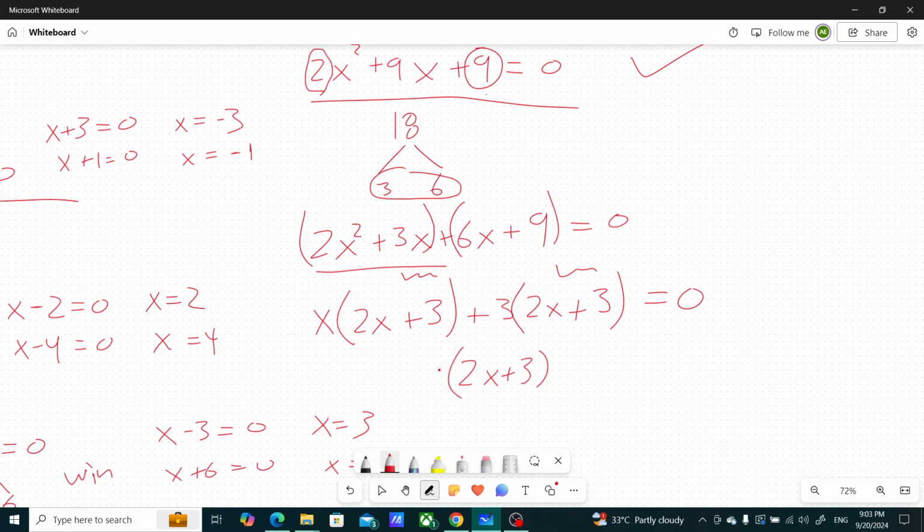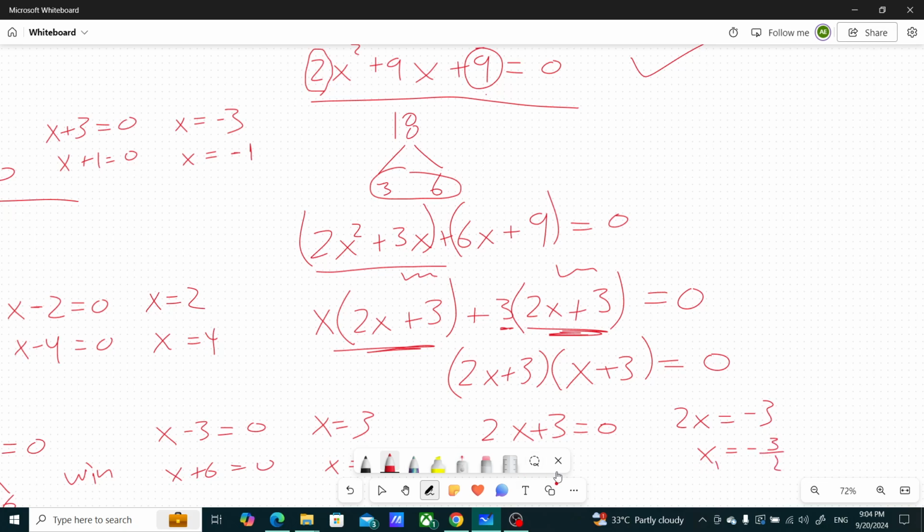From the first term, I will only be left with x, and from the second term, I will only be left with positive 3, equals 0. Now I can equate 2x plus 3 equals 0. I will move the 3 to the other side. 2x equals negative 3, so x equals negative 3 over 2.